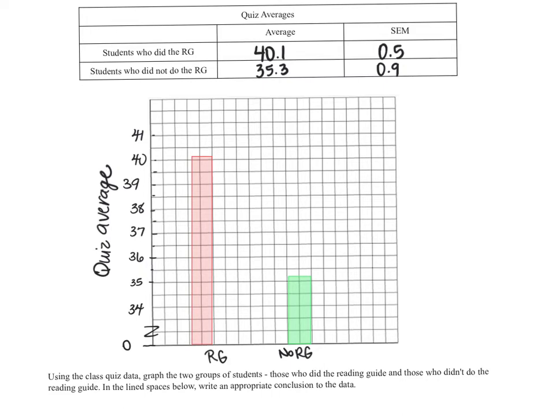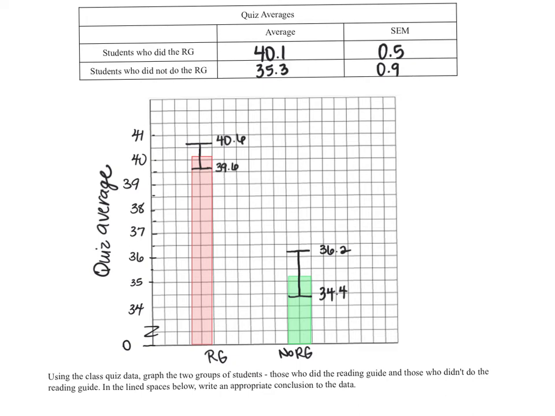To find the top of my SEM bar, I'm going to add the student average plus the standard error of the mean. To find the lower extreme of that SEM bar, I'm going to take the student average and subtract the standard error of the mean. In this particular example, we are just going to go to one standard error of the mean, but please be aware that sometimes College Board can ask you to go to two standard errors of the mean. So here's what the SEM bars look like. Again, to get the top of my SEM bar, I added the average to the SEM. To get the bottom of the SEM bar, I subtracted the SEM from the average.